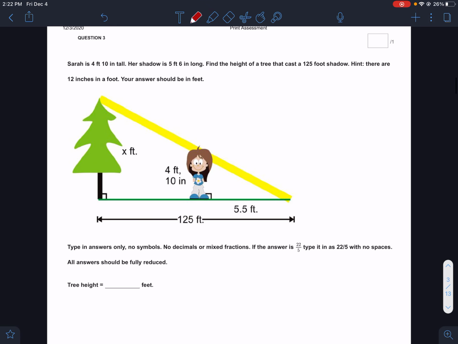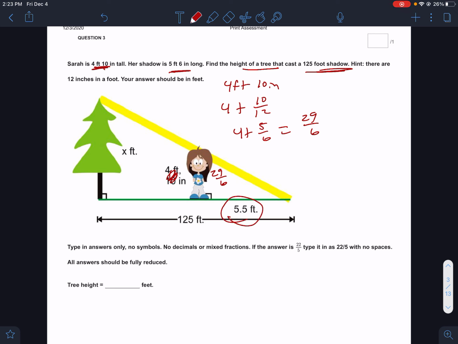Ooh, okay. 125-foot shadow for the tree. 4 foot 10, 5 foot 6 inches for the girl. So first off, 4 foot 10 would be 4 plus 10 over 12, which is 4 plus 5 over 6. Clean that up. That would be 24 plus 5, which is 29 over 6. So she is 29 over 6. That's the number I would use. And then they already put 5.5 there, sure. You guys have calculators, not a big deal.